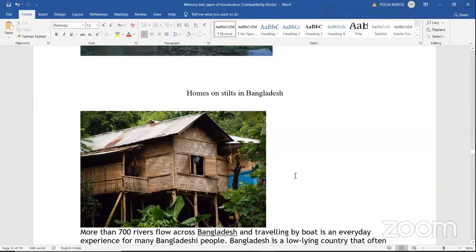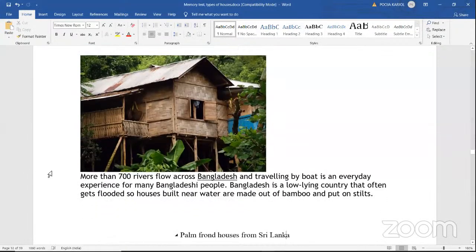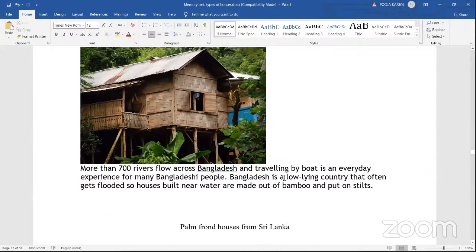Homes on stilts in Bangladesh. More than 700 rivers flow across Bangladesh, and traveling by boat is an everyday experience. So Bangladesh is a low-lying country that often gets flooded. So houses built near the water are made out of bamboo and again put on stilts. These are again traditional homes. Now, because of the construction revolution in all the South Asian countries, houses are of different materials. We are only seeing the traditional. They're made of bamboo. You can see the design here.